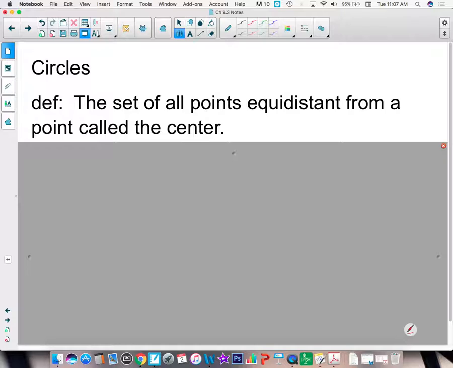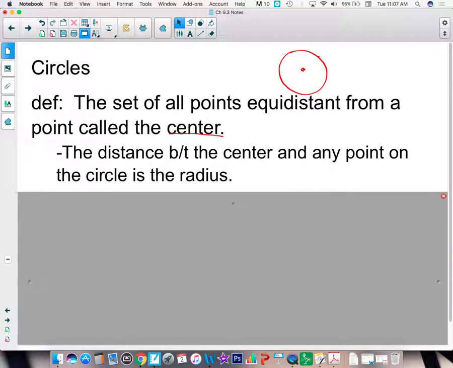Okay, so thinking about the definition here, it's really a fancy way to say a circle because we got the equidistant in there. If you have a center point like that, a circle goes around it. I could pick any point on my circle and that's going to be the same distance from the center. That's pretty much what that definition is saying. So if you see center, you should recognize that that's going to be a circle.